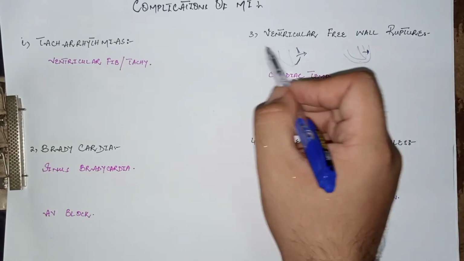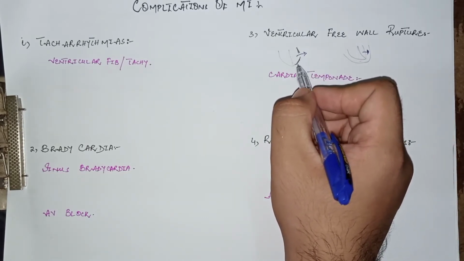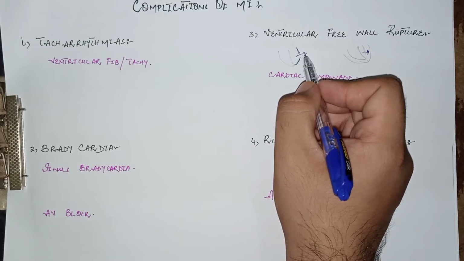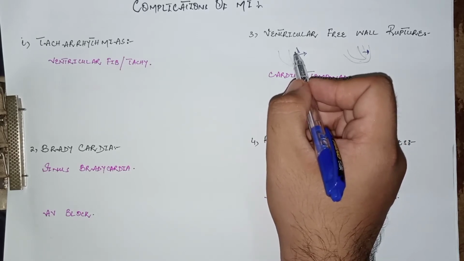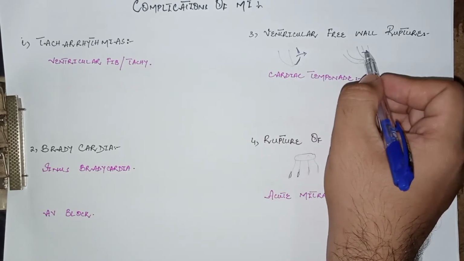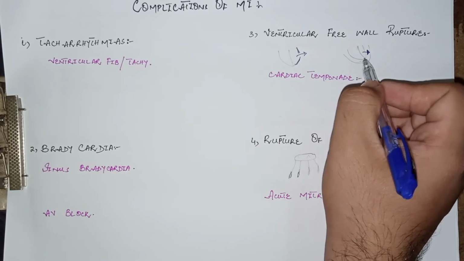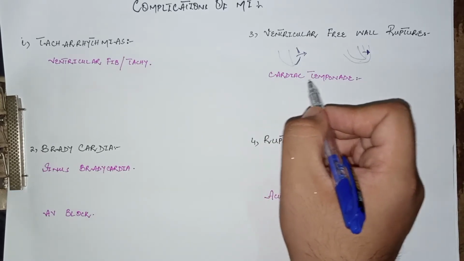It is the most common mechanical complication. In this case, due to necrosis of the myocardium, there is a rupture of the myocardial wall. Due to rupture, there is a shifting of blood from the ventricles into the pericardial cavity or pericardial sac. Due to the filling of blood in the pericardial sac, a condition called cardiac tamponade occurs.